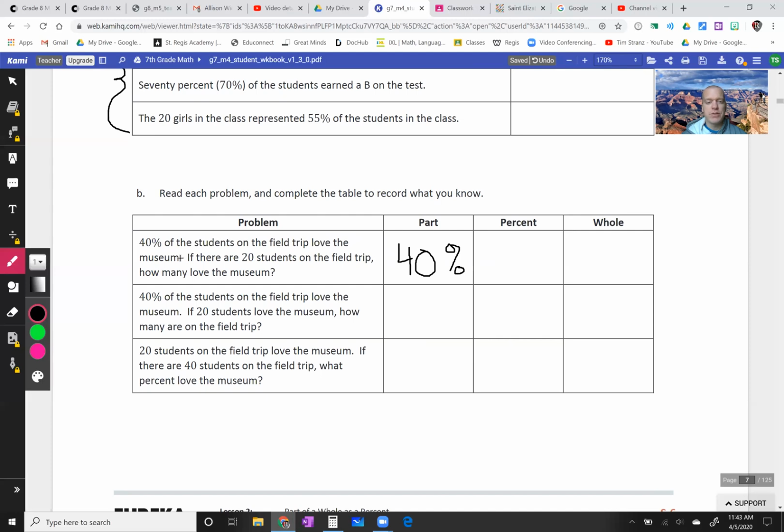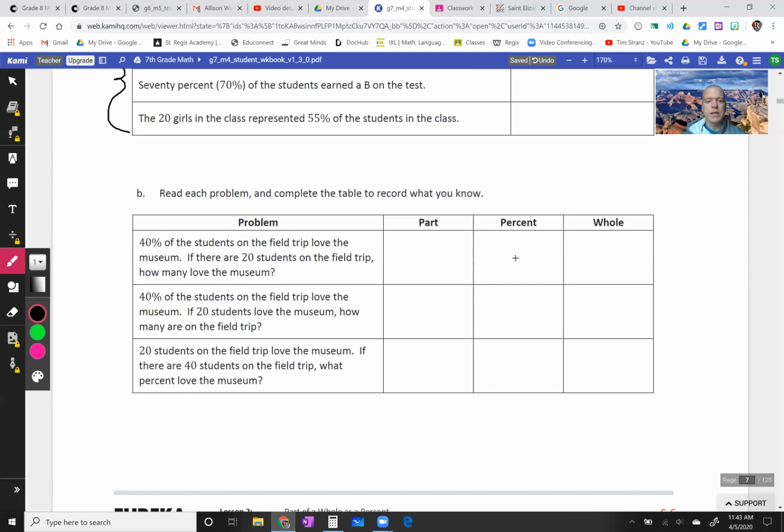Actually, I'm going to change that here in a second. I'll show you why. Let me get rid of this. Save that for a second just to show you something. Okay, so the percent actually is, because it's asking how many loved.